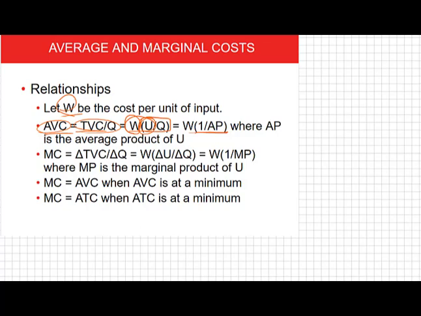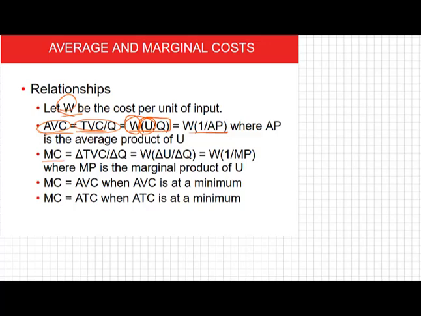So when average product of labor increases, average variable cost decreases. When average product of labor decreases, average variable cost increases. Hence, average variable cost will initially decrease and hit a minimum, then increase. It has a U shape.